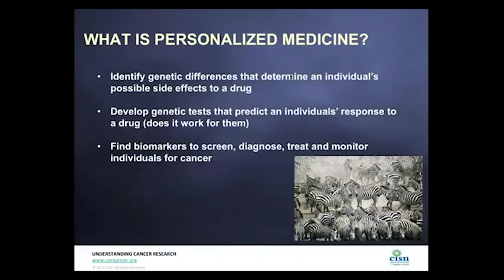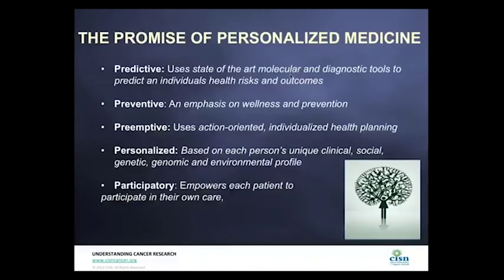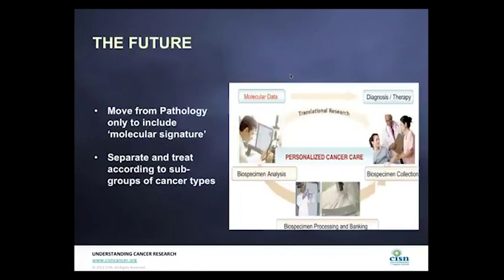It's predictive, it's preventative, it's preemptive, it's personalized, and it's participatory. So those are the P's of personalized medicine, and you can go back and read those. But there's a lot of very exciting things that are happening with personalized medicine. So in the future, when people go in and their surgery tissue goes to the pathologist, they won't just look under a microscope at the morphology. They will get a molecular signature. They will look at biomarkers, and they will treat people accordingly. So that's the future.